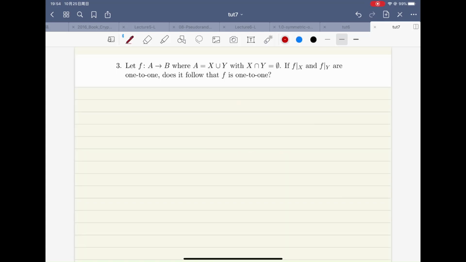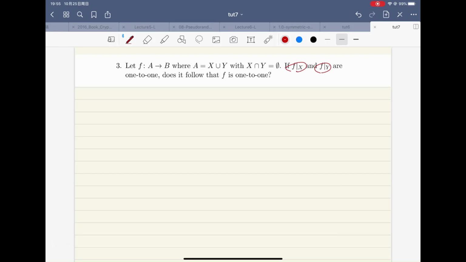Here, question 3, we have let f map from A to B, where A equals X union Y, with the set X intersects with Y equals the empty set. Here we have two restrictions, and f restricted to X and f restricted to Y are one-to-one. Does it follow that f is one-to-one? So what's the restriction?